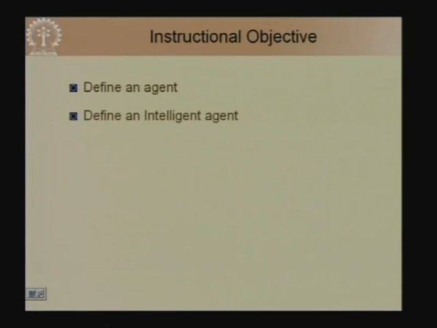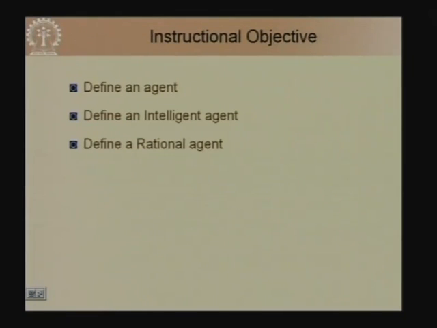Since in a major part of this course, we will talk about the various aspects of an intelligent agent. Today, we will introduce what an intelligent agent is and how we look at intelligent agents. So, now to describe the instructional objectives of today's lecture, we like to define an agent, define an intelligent agent, what we mean by intelligence as an agent, define a rational agent.